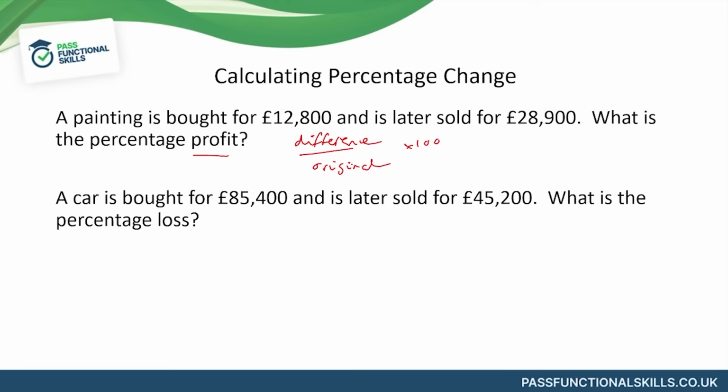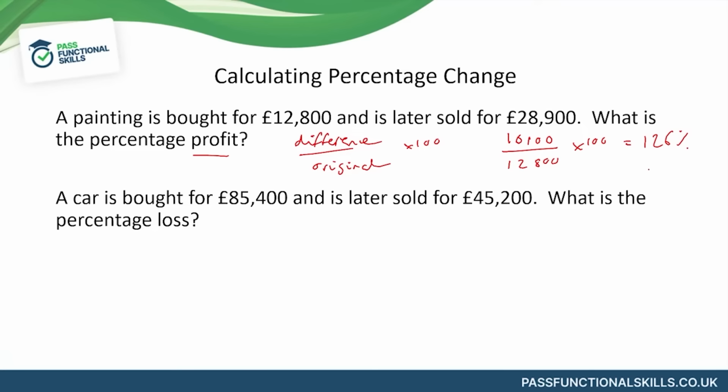So let's work out the difference. It's 28,900 take away 12,800. So that is a difference of 16,100. It was originally 12,800 before it increased. So I'm going to do the top divided by the bottom multiplied by 100. 16,100 divided by 12,800 times 100, and I'm just going to round it to the nearest whole number. That is a 126% increase.